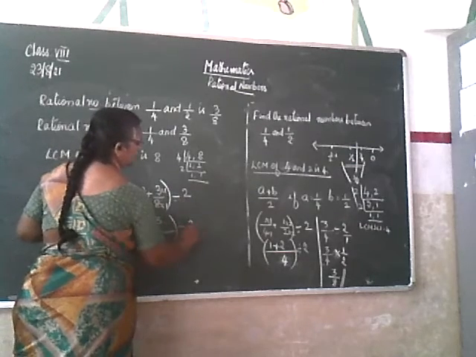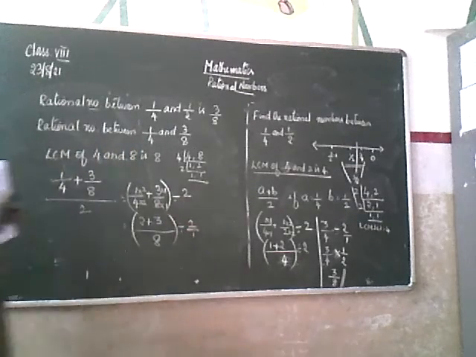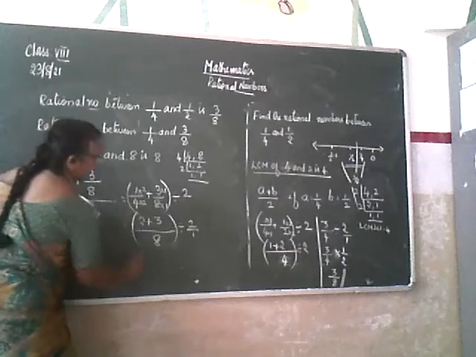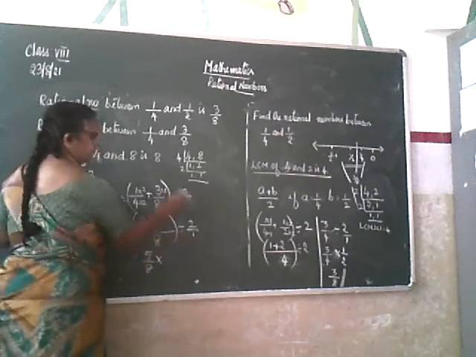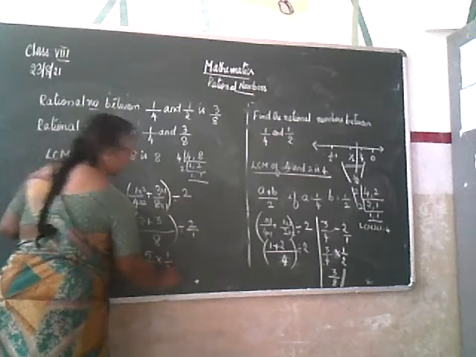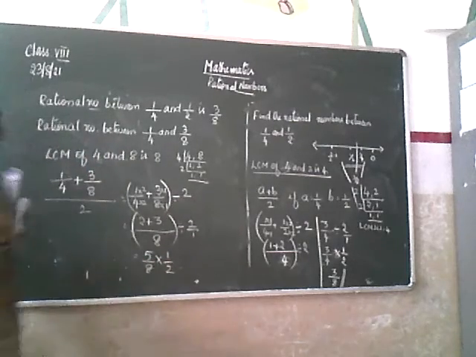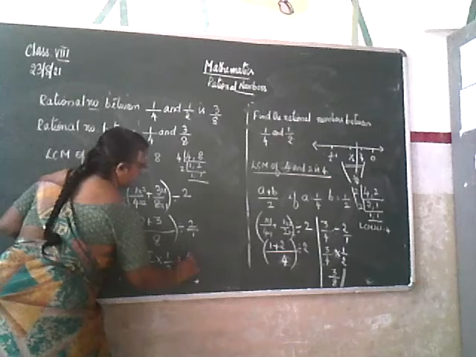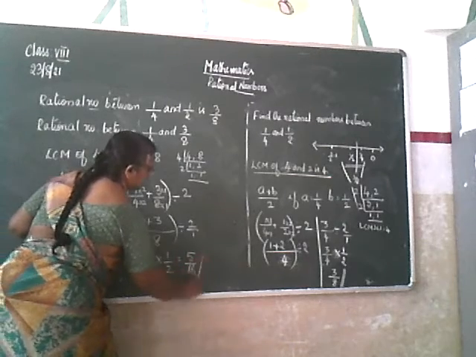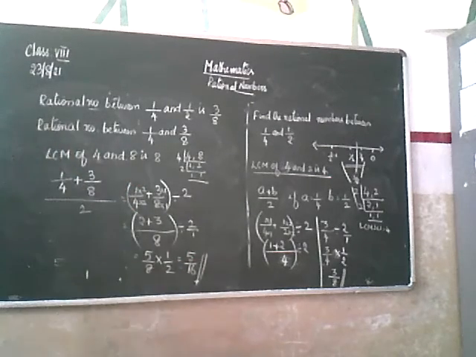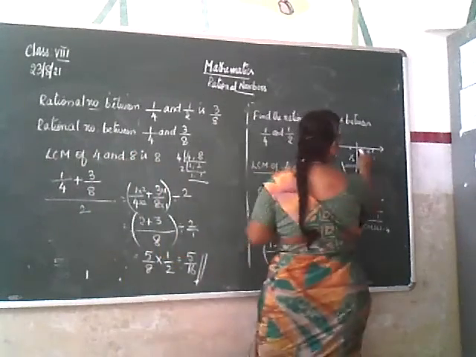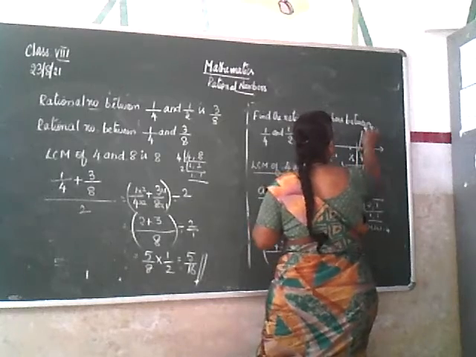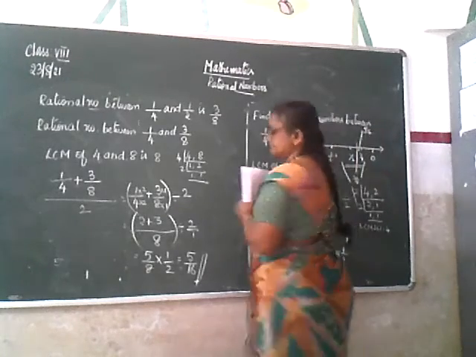divided by 2 by 1. What is 2 plus 3? Yes, 5 by 8. Division becomes multiplication. If you write the reciprocal of it, 2 by 1 is 1 by 2. So 5 ones are 5, 2 eights are 16. So 5 by 16. So in between 1 by 4 and 3 by 8, it is 5 by 16.